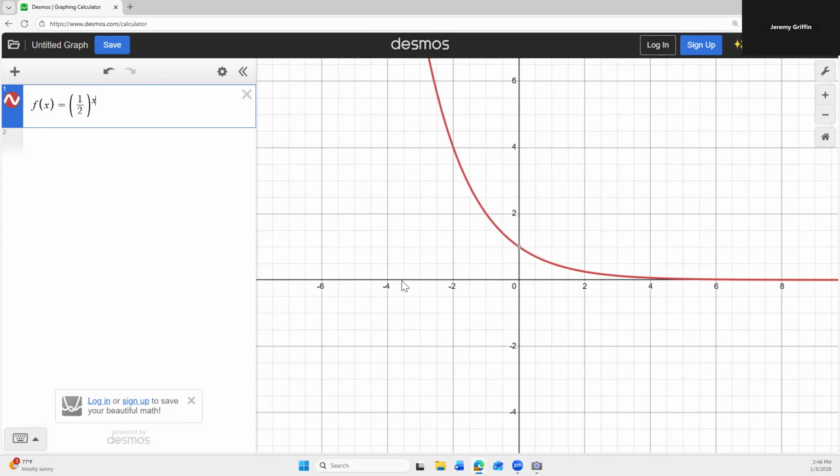The domain could be from negative infinity to infinity. You go left and right as far as you want. But the range, well, there is a range restriction. Range y can be strictly greater than 0, but not less than 0. It's all there for you.